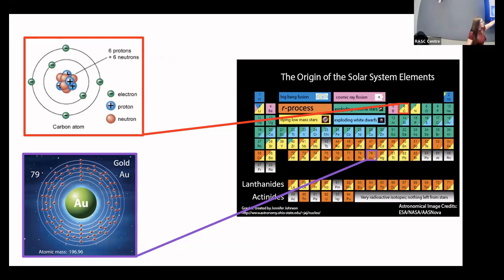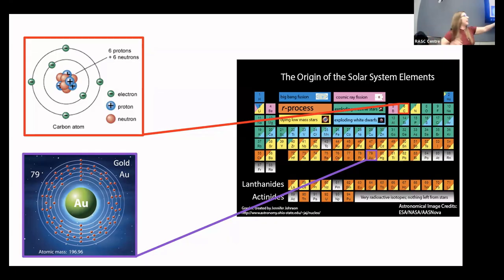Once you get to something super heavy like gold, okay, I shouldn't call it super heavy because there are super heavy elements technically, but something heavier like gold, here you see it's got a very different structure. It's much more complicated. It has many more protons, many more neutrons, etc.